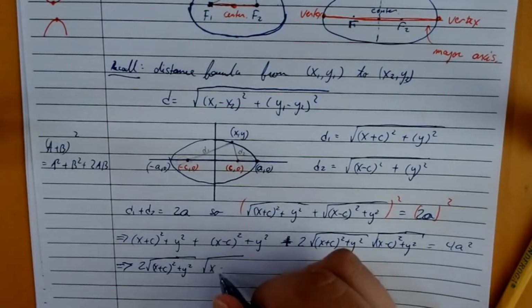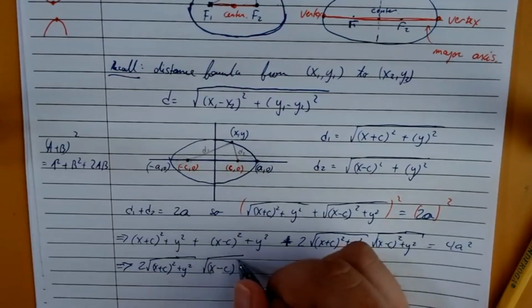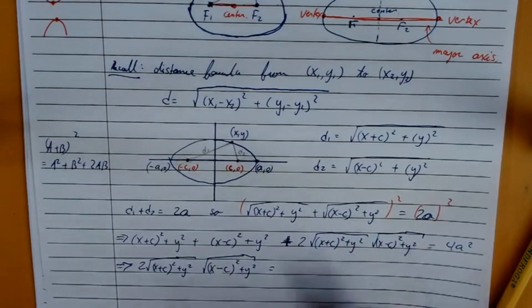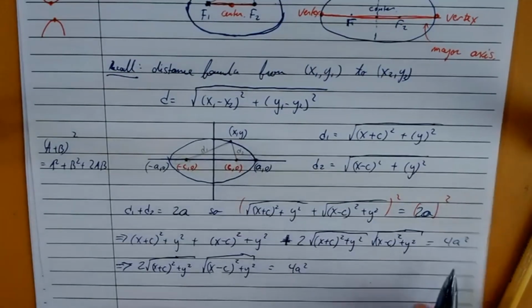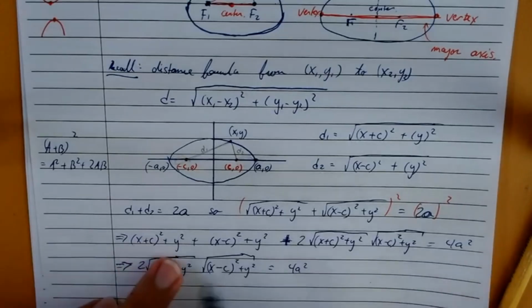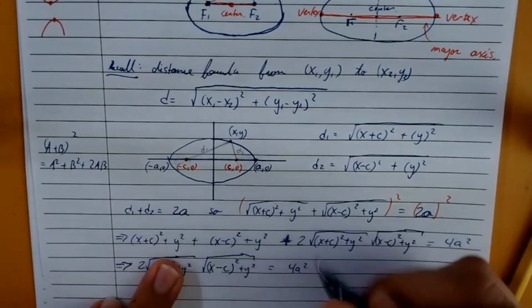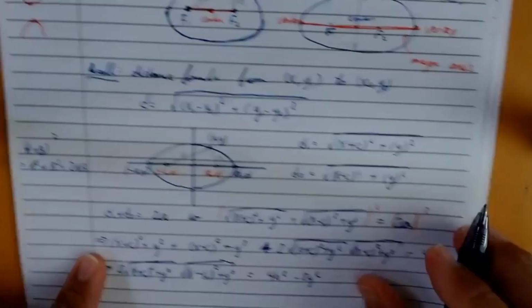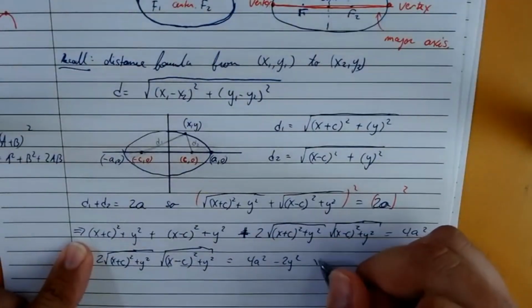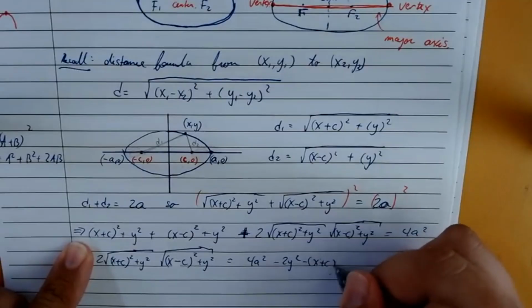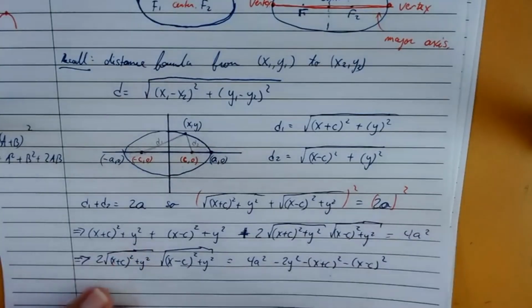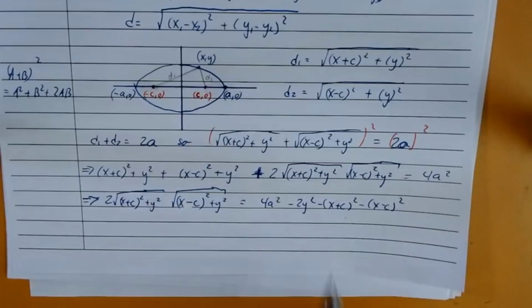There you go. (x − c)² + y² is equal to... the 4a² stayed right where it was, but now we're moving this stuff over this way. So we're going to subtract y² and then another y². Well, that's minus 2y². And then we're subtracting both of these over this way. So that would be (x + c)² and then minus (x − c)². Looks like that. We can always expand these and combine like terms.